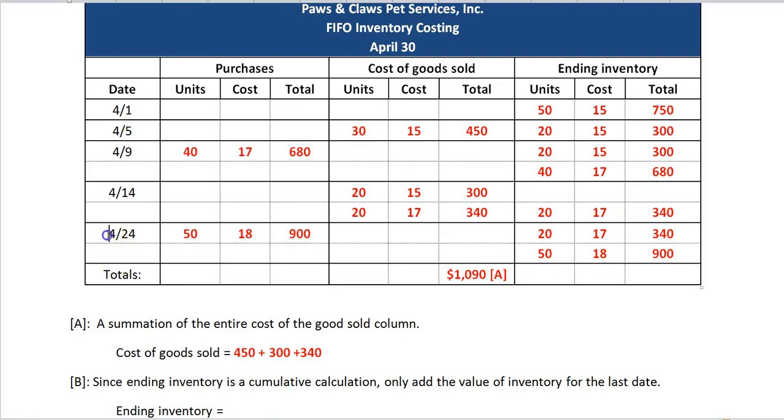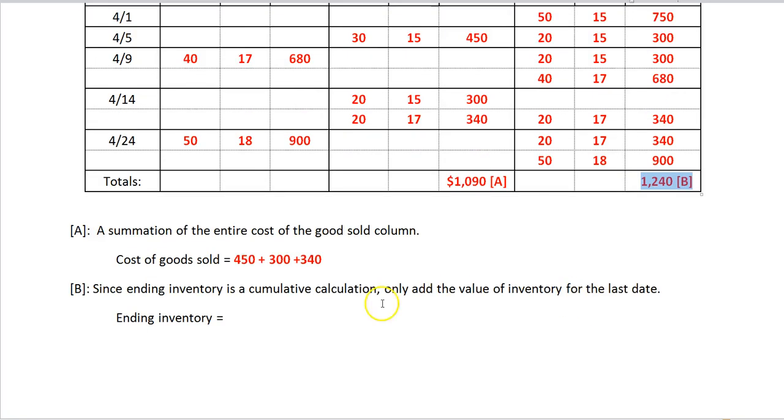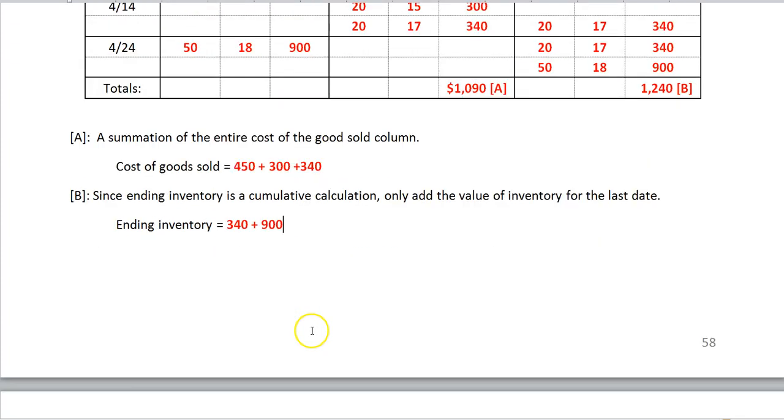For the ending inventory, it's just the value in the last box effectively. So it's just going to be the addition of 340 and 900. You don't want to do the whole column because this is already cumulative in nature. So you just want to look at the last date, figure out the value of the inventory as of the last date. So it should just be the sum of those two, 1240. And give you the calculation.